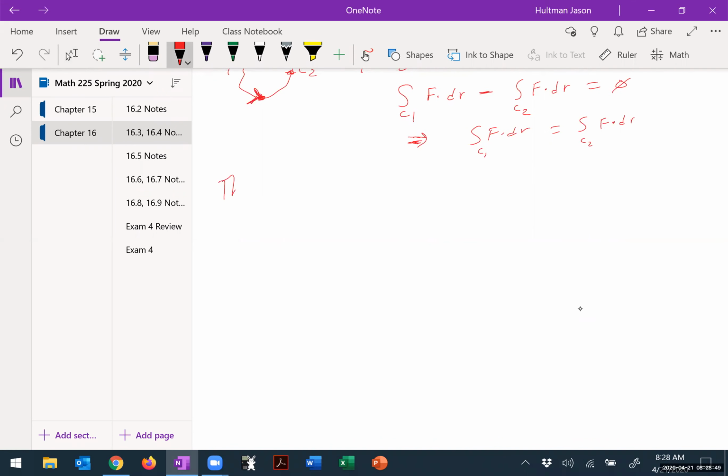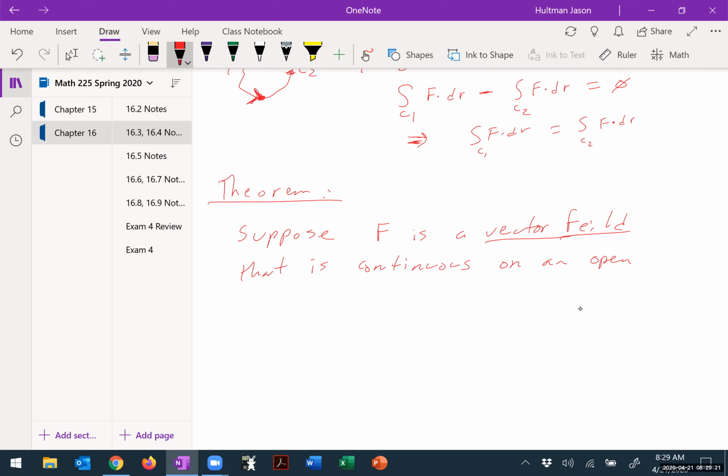Okay, let's do another theorem. Suppose F is a vector field that is continuous on an open connected region D. Okay, open connected region D. So it's connected.